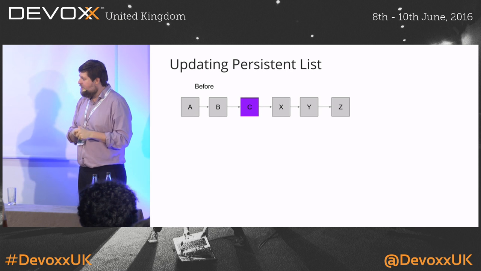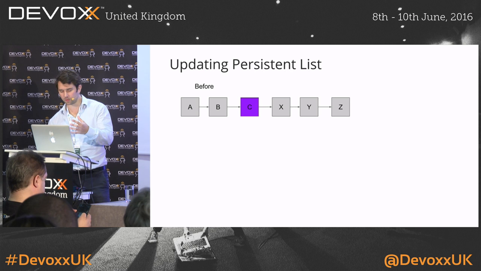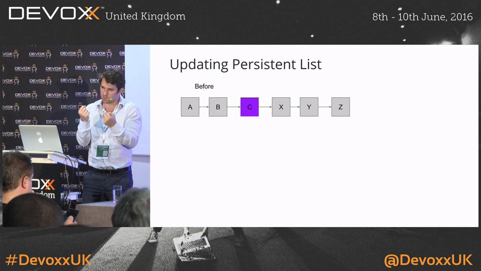Another approach would be, hold on, let's create a copy of C. Obviously, I need to update B now to give it the new location of where this updated node is. So let's copy B again.